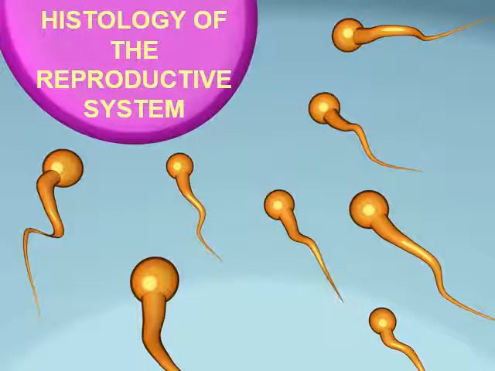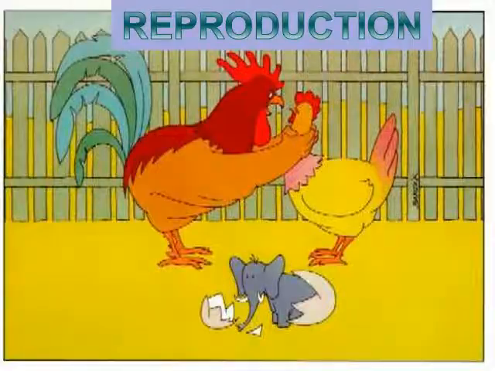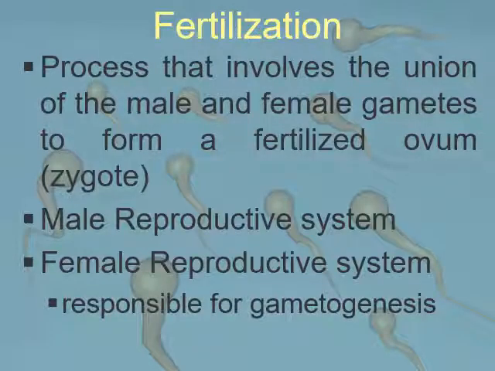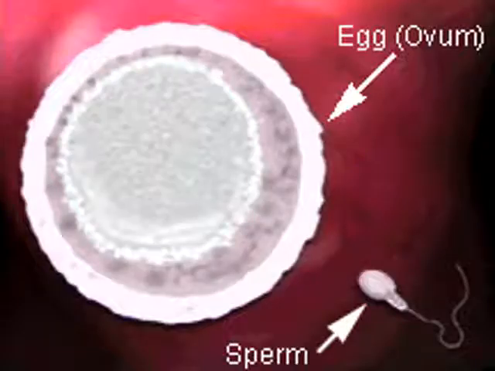Good day everyone, today we'll be discussing the histology of the reproductive system. Reproduction, fertilization, is a process that involves the union of male and female gametes. So we have the male reproductive system and the female reproductive system. The female reproductive system is responsible for gametogenesis. This is a picture of the egg and sperm.